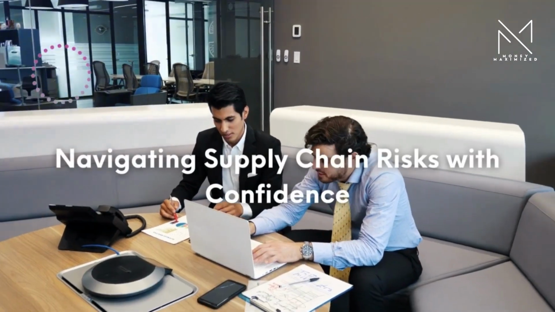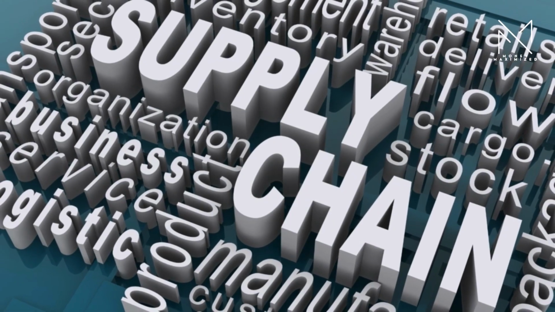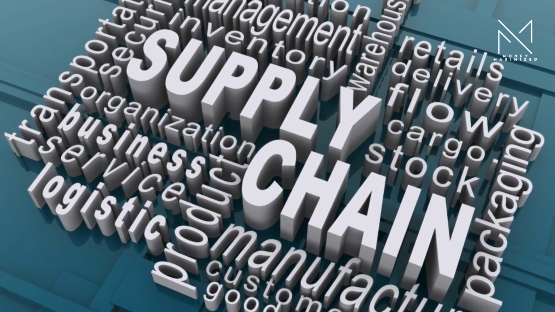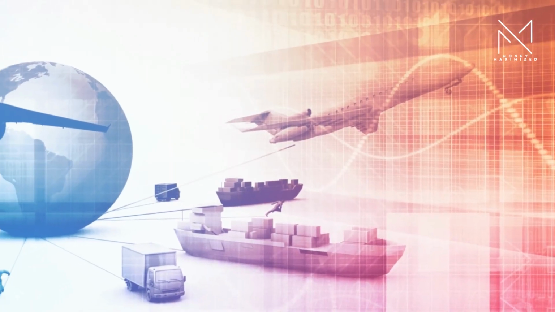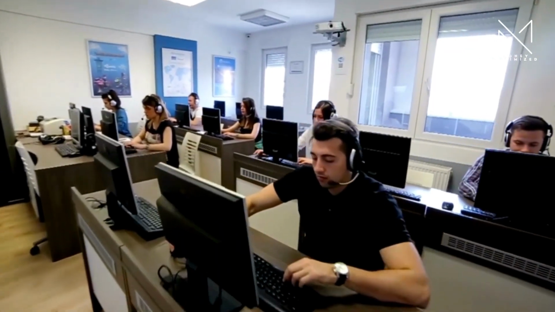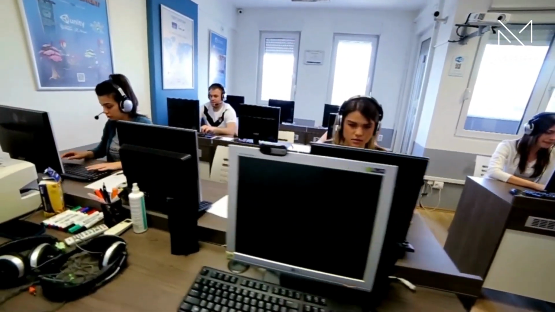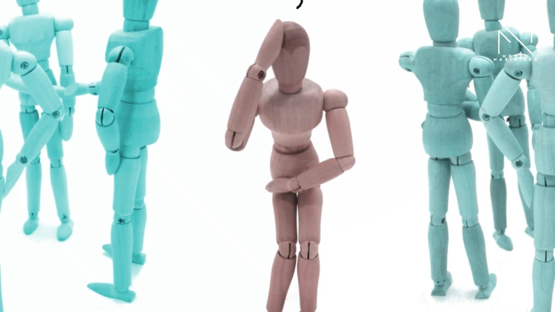Today we are going to talk about navigating supply chain risks with confidence. Supply chain risk refers to potential disruptions, uncertainties, and vulnerabilities that can negatively impact the production, distribution, or delivery of goods and services within a supply chain. These risks can arise from various sources and can have adverse effects on an organization's operations, financial stability, reputation, and customer satisfaction. Here are key details about supply chain risk.